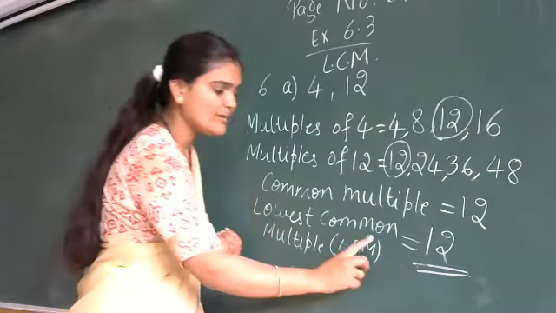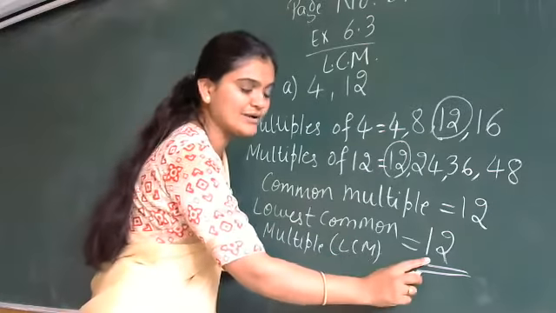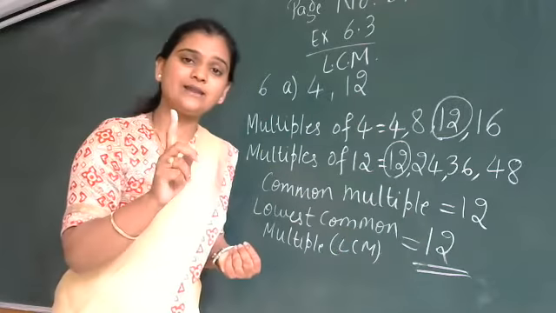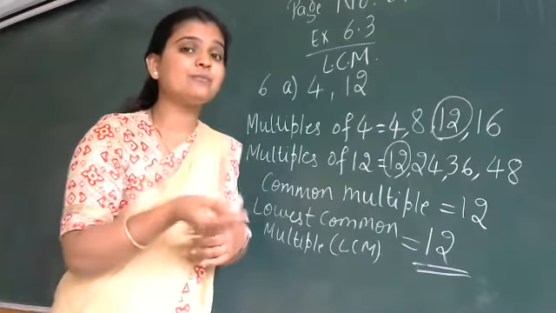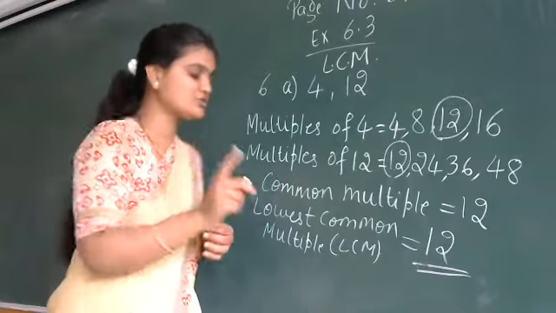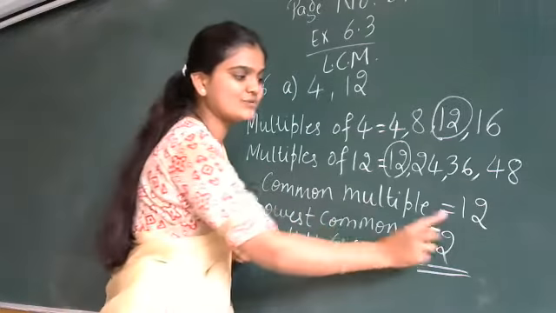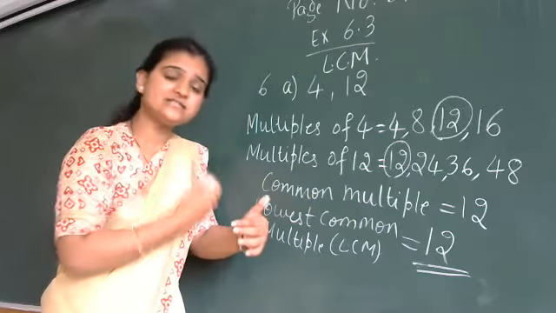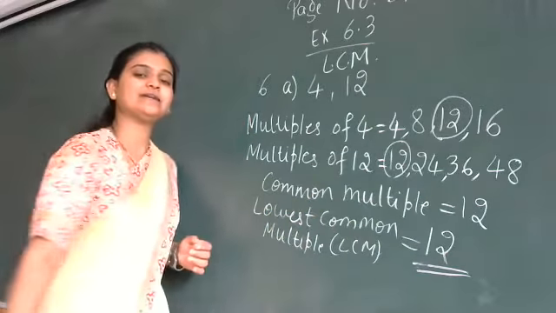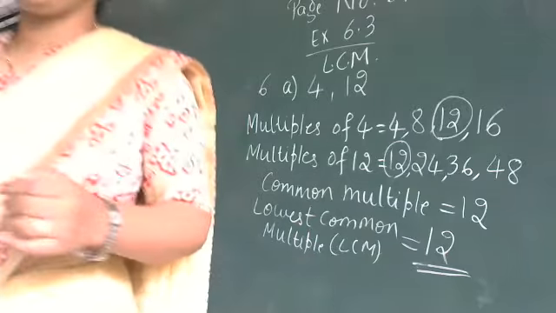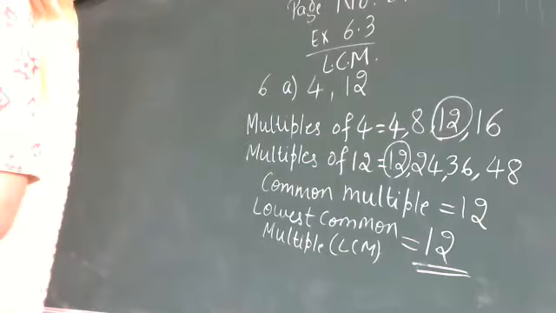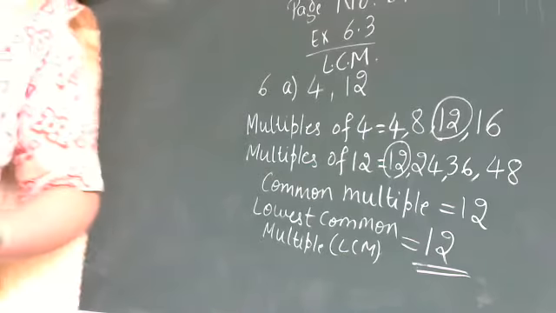You can write directly lowest common multiple. LCM is equal to 12. But only in this case you have only one common multiple. If there are many common multiples, then you are supposed to write first common multiples. What all numbers are there? In that, which is the lowest one? Which is the smallest one? That you will have to write it as LCM. Clear? Any doubts here?